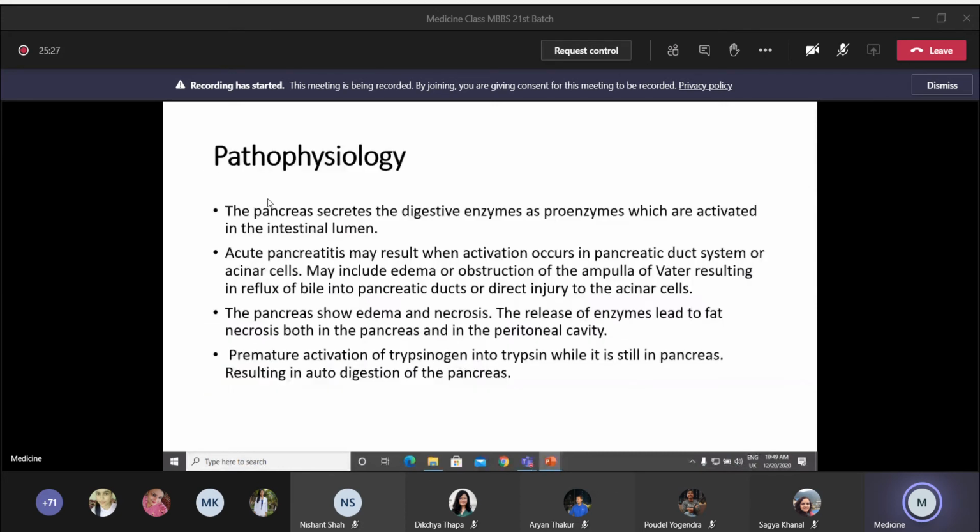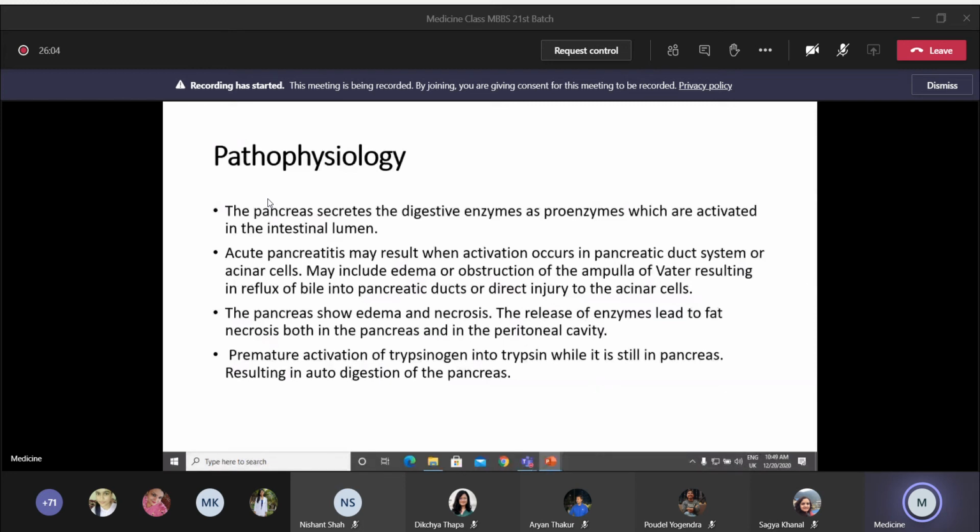The pathophysiology: there is autoactivation of the digestive enzymes, mainly trypsinogen, which are activated within the intestinal lumen. Acute pancreatitis results in activation of the pancreatic duct system and autoactivation of trypsinogen, which converts into trypsin and causes edema and obstruction of the main pancreatic duct, also in the portion of the ampulla of Vater. As a result, there will be an increase in pressure, which leads to reflux of pancreatic secretions into the pancreatic cells, causing inflammation and ductal injury.